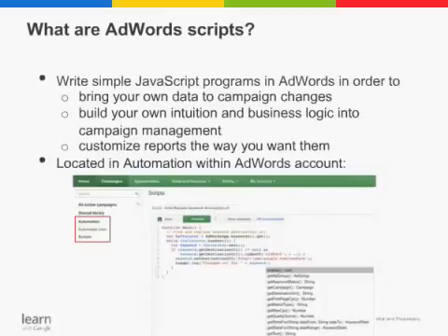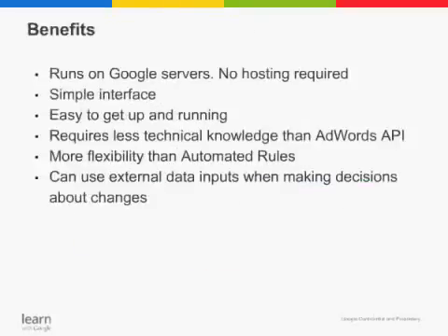Here's an overview of the key benefits of Scripts. They run on Google servers, no hosting required. They have a simple interface. It's easy to get up and running with it. Requires a lot less technical knowledge than the AdWords SOAP API. Has a lot more flexibility than Automated Rules. And most importantly, you can use external data inputs when making decisions about changes.